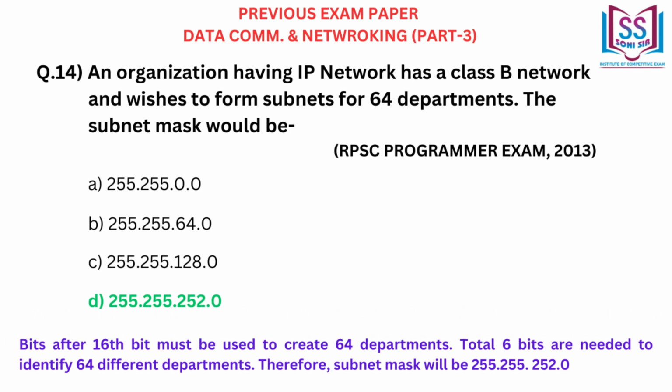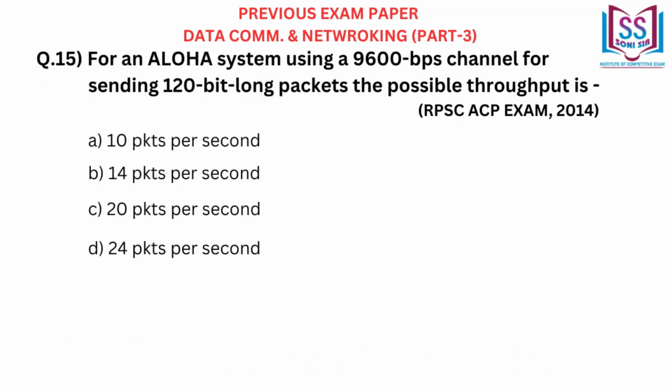Bits after the 16th bit must be used to create 64 departments. A total of 6 bits are needed to identify 64 different departments. Therefore, the subnet mask will be 255.255.252.0.